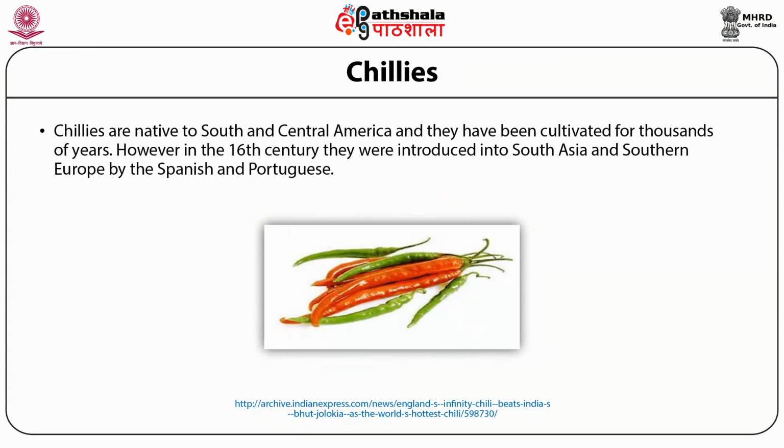Chillies are native to South and Central America and they have been cultivated for thousands of years. However, in the 16th century, they were introduced into South Asia and Southern Europe by the Spanish and Portuguese. Chili powder became very popular in Britain in the 19th century.